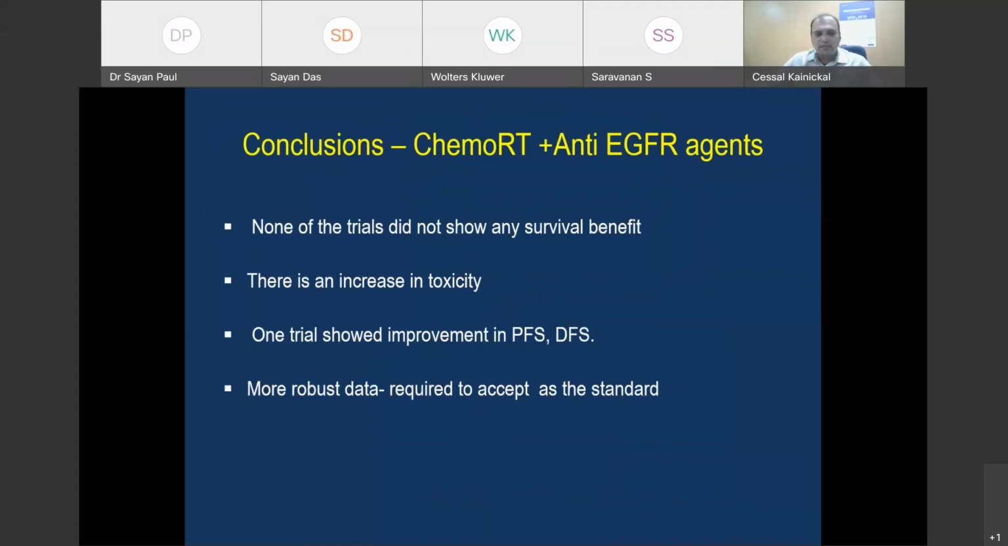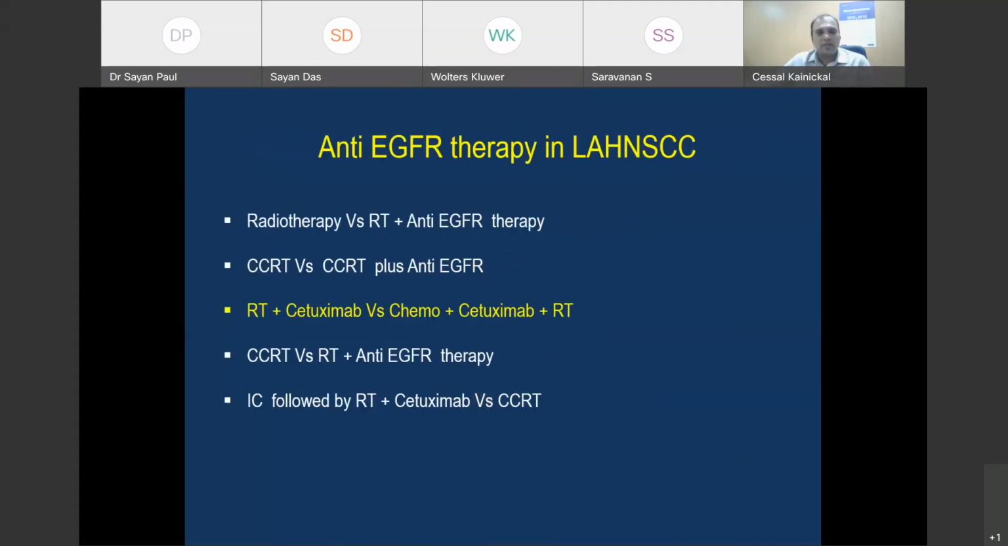So if you look at all 3 trials, none of them shows any survival benefit, and there is an increase in toxicity across the board. The TMH trial showed an improvement in progression-free survival and disease-free survival. So the conclusion is that we need more robust data to accept this as a standard or to incorporate anti-EGFR therapy in addition to concurrent chemoradiation.